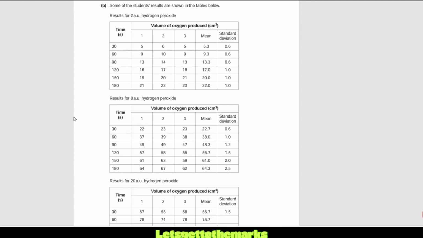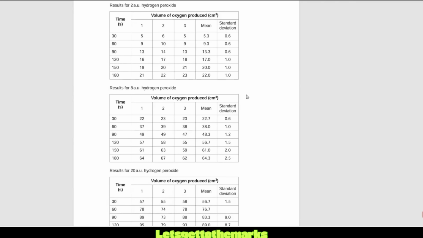Oh gosh, it looks like some calculations. Some of the students' results are shown in the tables below. So we've got the results for the 2Au hydrogen peroxide. That means there's a low concentration of hydrogen peroxide. We've got the time taken. We got repeats, 1, 2, 3. We've calculated a mean, and we've got the standard deviation around the mean. So that's just the lowest to the highest.